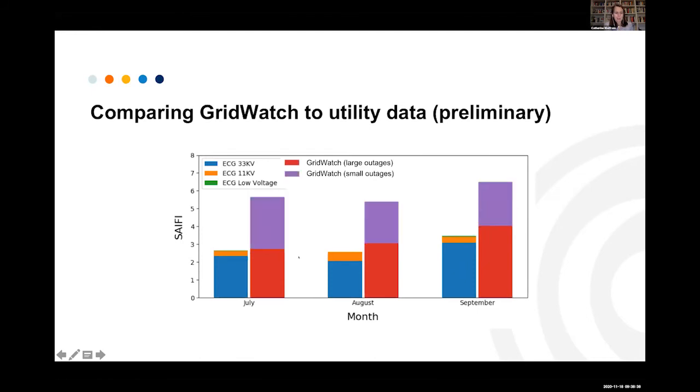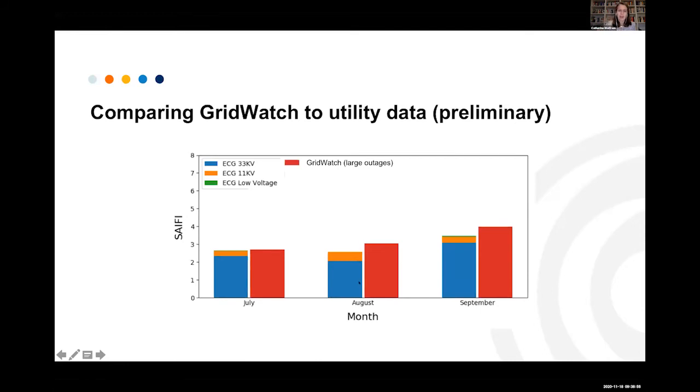And I'm dividing it here between large outages and small outages. So in terms of large outages, ones that are presumably on the high or medium voltage network, the GridWatch devices see very similar outages to the utility.